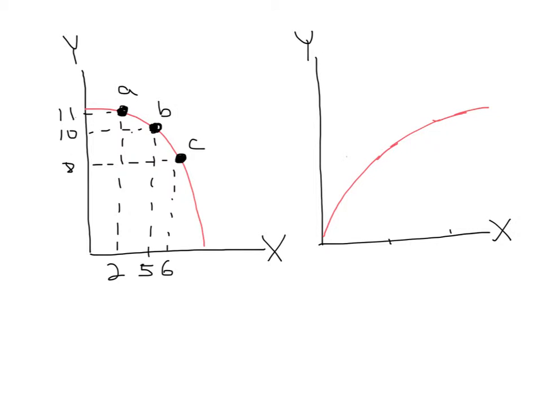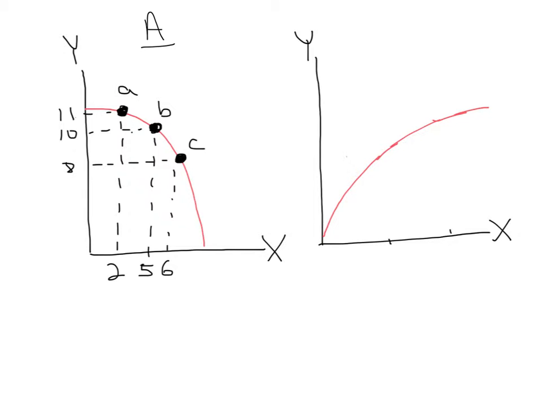Let's use these two diagrams of two production possibilities frontiers between good X and Y in order to see the relationship between the shape of the production possibilities frontier and the opportunity cost between producing the two goods. First, let's focus on this diagram, let's call it A.